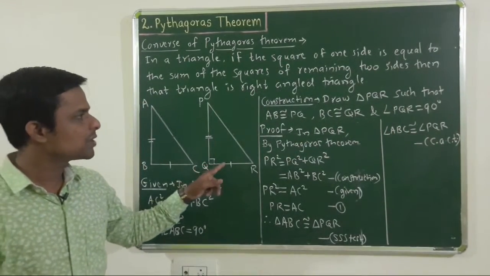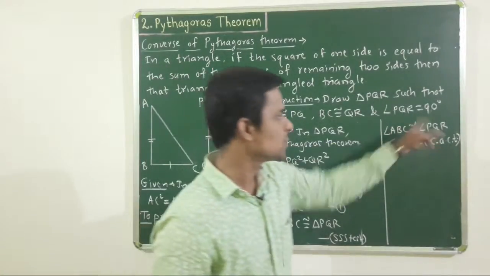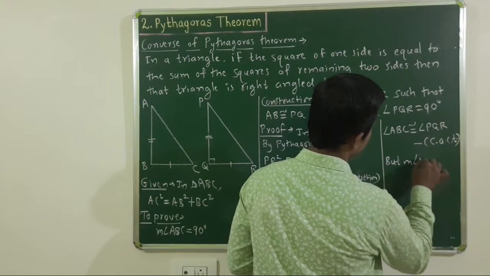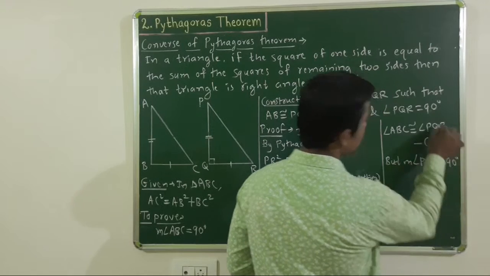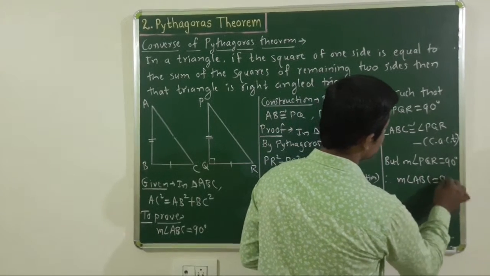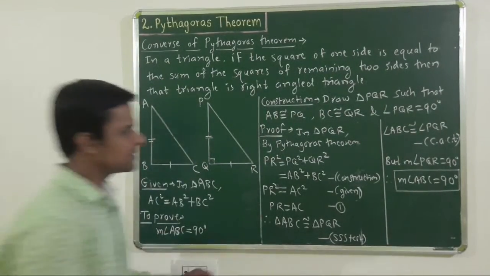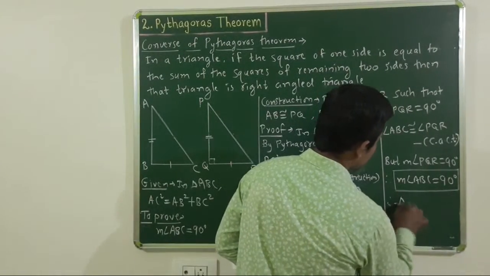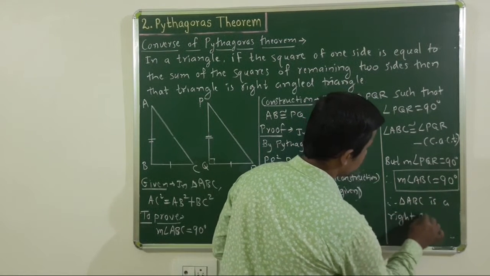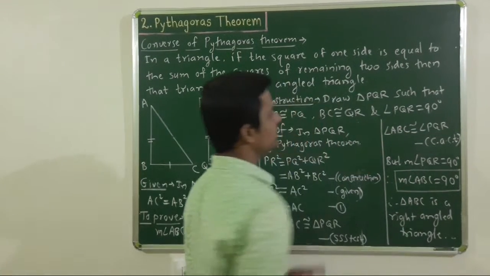But measure of angle PQR, we have taken it as 90 degree. Therefore, ABC will be also 90 degree since both are congruent. Hence, measure of angle ABC is also 90 degree. This was our target, that is ABC is 90 degree. Hence, triangle ABC is a right angle triangle.